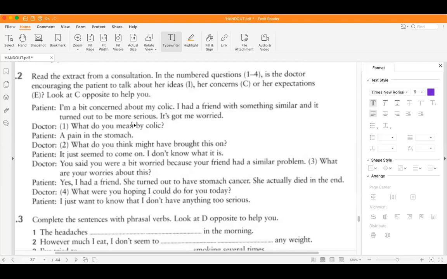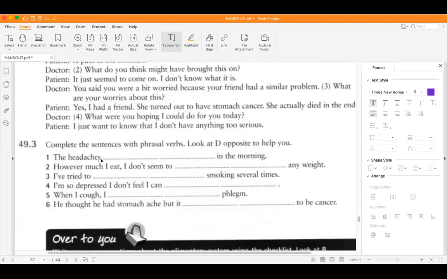You said you were a bit worried because your friend had a similar problem. What are your worries about this? So here he asks about her concerns. Yes, I had a friend. She turned out to have stomach cancer. She actually died in the end. What were you hoping I could do for you today? This is expectations. I just want to know that I don't have anything too serious, right? So here, the last question he asks about her expectation. Let's move to the next question.